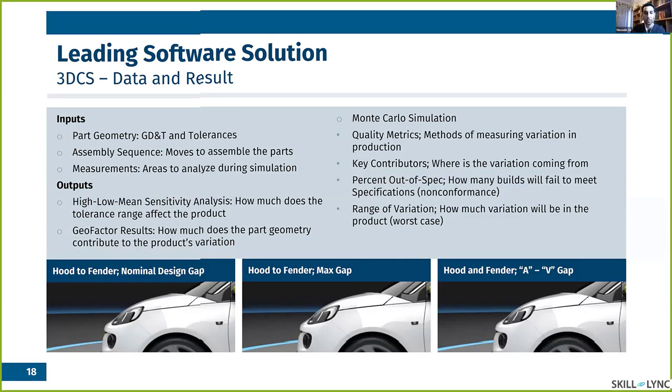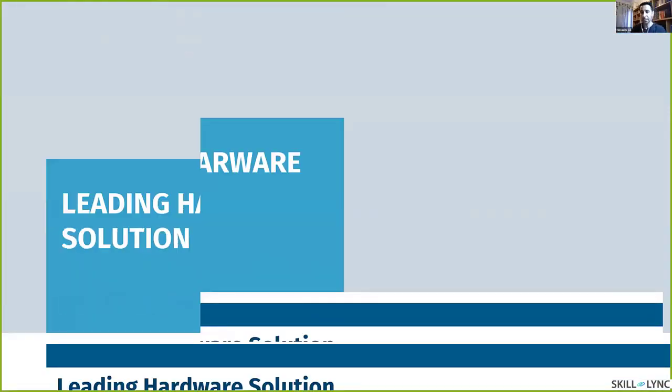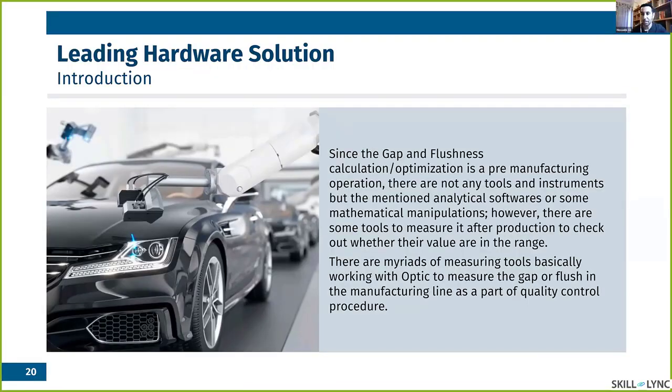Now, let's talk about the leading hardwares. There is not any specific hardware for this gap and flushness definition because gap and flushness calculation and optimization is basically a pre-manufacturing operation. So there are not any tools and instruments but the mentioned analytical software or mathematical manipulations.